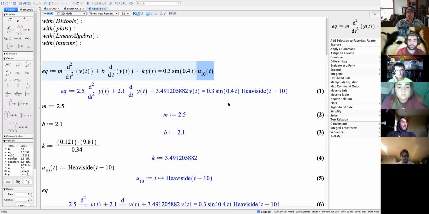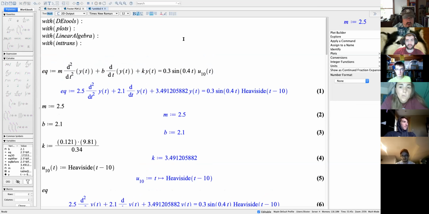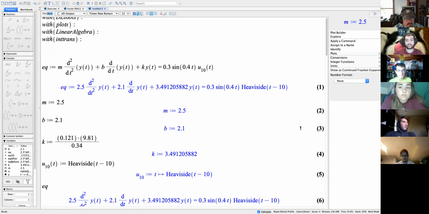And after 10, it behaves like? The Heaviside or the whole thing? Well, the right-hand side. After t equals 10, it behaves like? Just like this. It behaves like all that stuff, because this just goes to 1. Okay. All right. And then how did you find the other 3 parameters here?